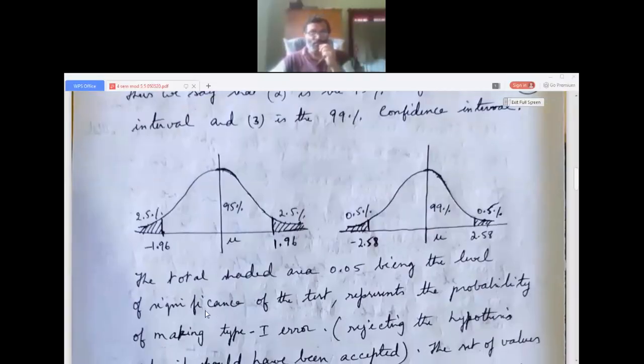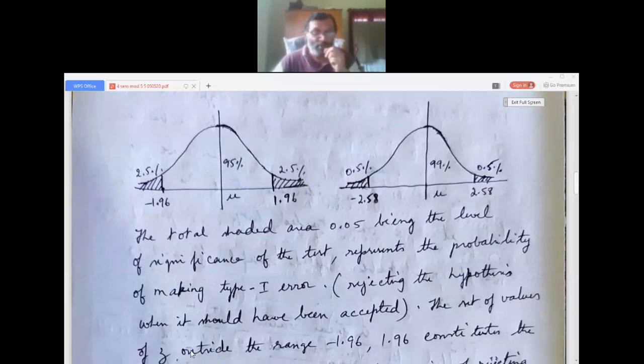Here also you can see 99%, between minus 2.58 and plus 2.58. So 99% means the remaining is 1%, so 0.5% on each side. The total shaded area, 0.05, is the level of significance of the test. The level of significance of the test represents the probability of making a type 1 error.